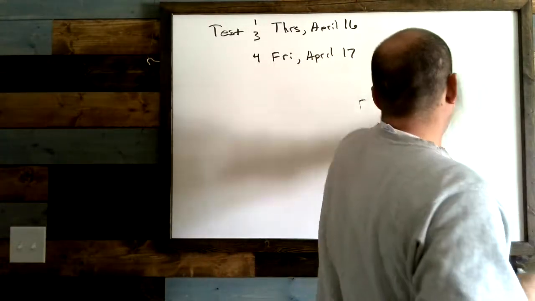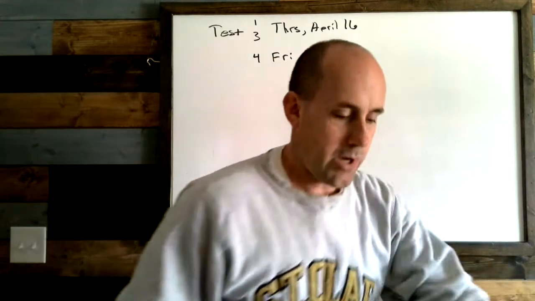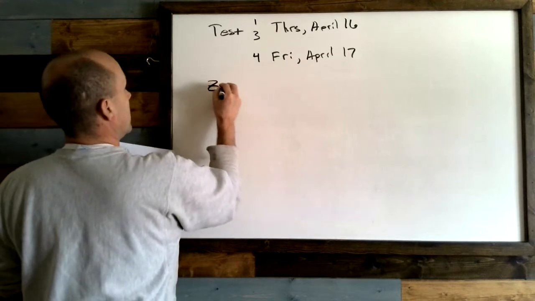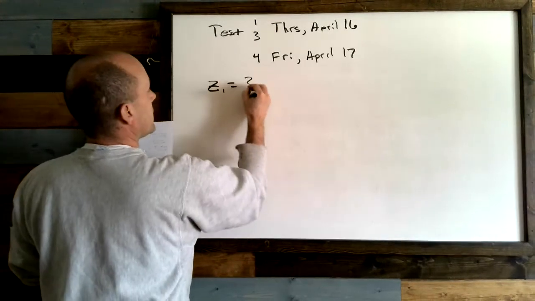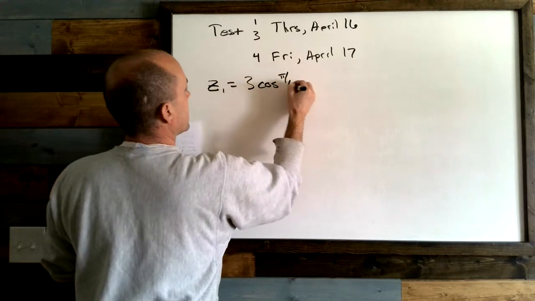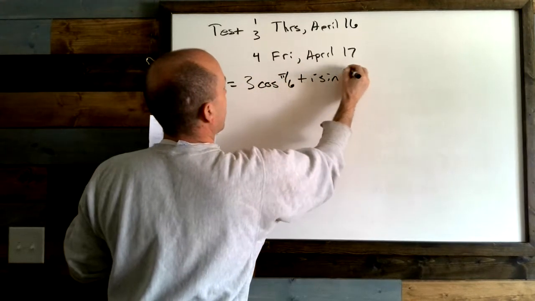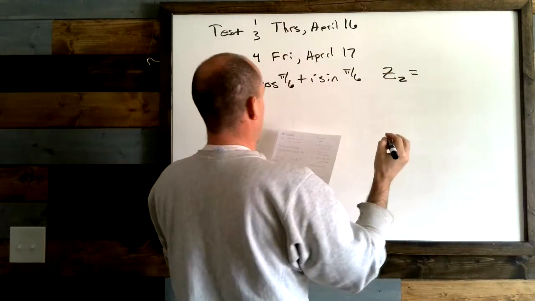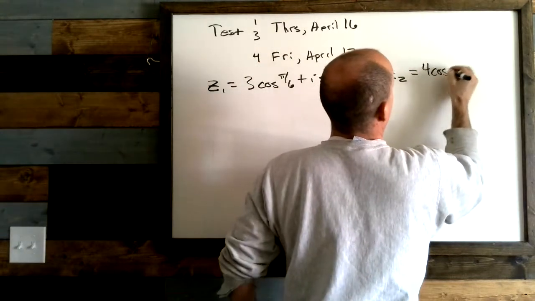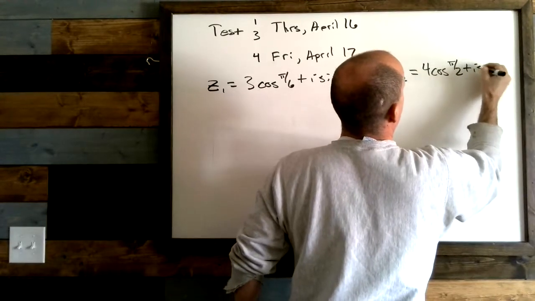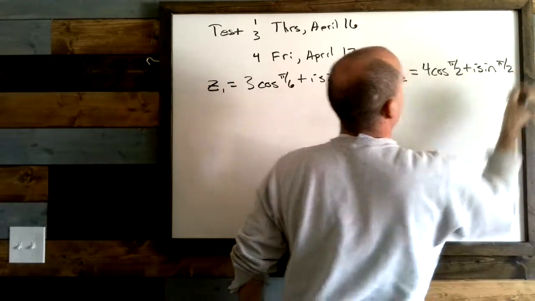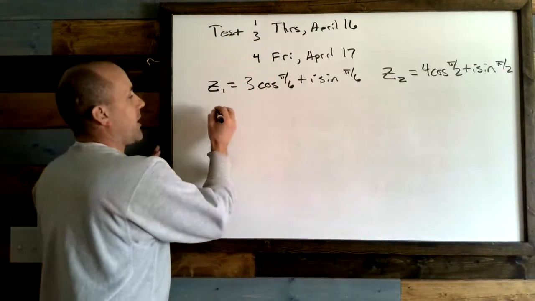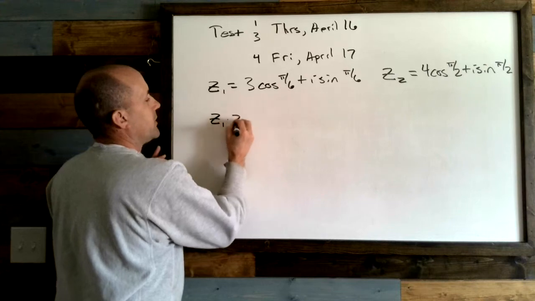The next problem that we're going to look at here is, given z sub 1 is equal to 3 times the cosine of pi over 6 plus I sine of pi over 6, and z sub 2 is equal to 4 cosine of pi over 2 plus I sine of pi over 2. So I have those bits right there, okay? So I'm going to find z sub 1 times z sub 2.